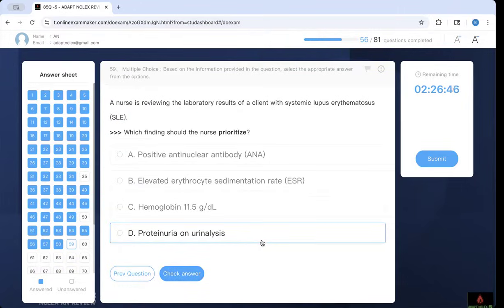And this is reviewing laboratory results on a client with systemic lupus. I want to give you more content regarding that. Which findings should the nurse prioritize? Based on what I told you, if you see something affecting other organs, it's a problem.